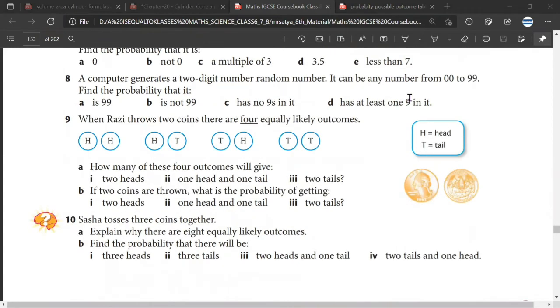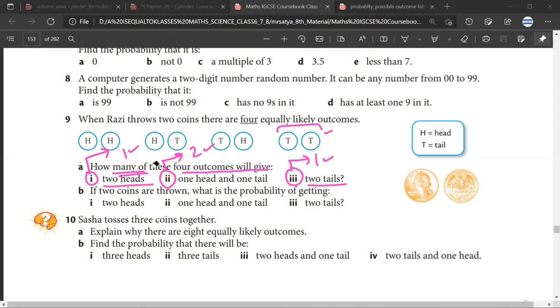Let us look at the next number. Question 9. When Razi throws 2 coins, there can be 4 outcomes. Have you understood this? Yes. How many of these 4 outcomes will have 2 heads? Sir, 1 upon 4. No, he's just asking you how many. He's not asking you the probability. Okay, so 1. The question is 2 tails, you said 3 tails. Have you understood? 2 tails is 1. Is it okay? Yes.